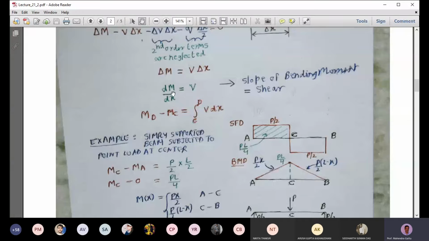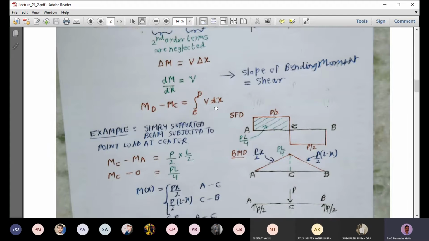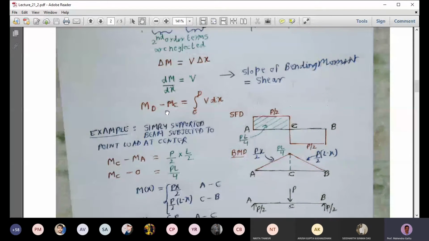This is a differential form. We can write it in an integral form. So when you do the integral form, we'll integrate from section C to section D. So integral delta M from C to D will be Md minus Mc, and V delta x will be the area under the shear force, integral C to D V dx. So this is the change in bending moment between section C and section D, which is equal to the area under the shear force diagram between those two sections.